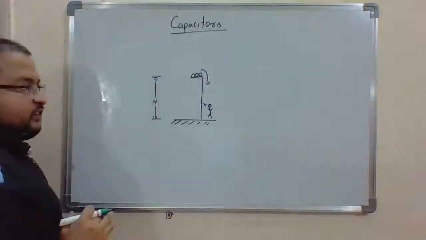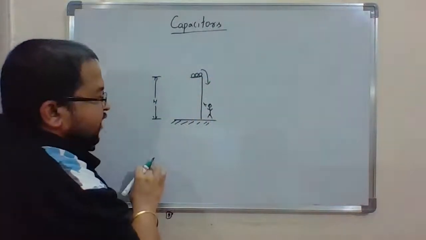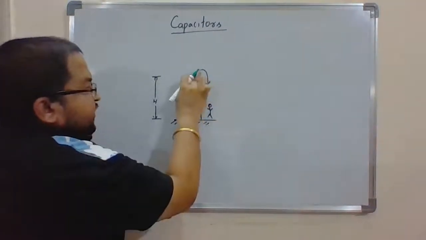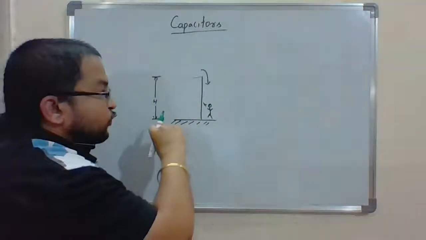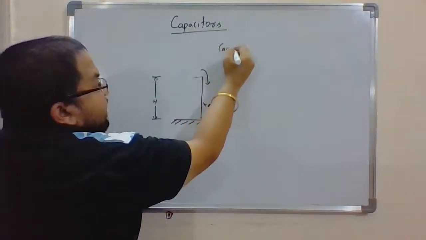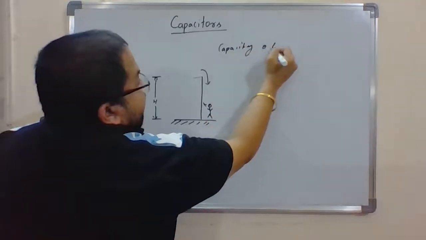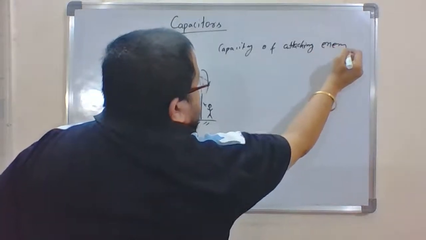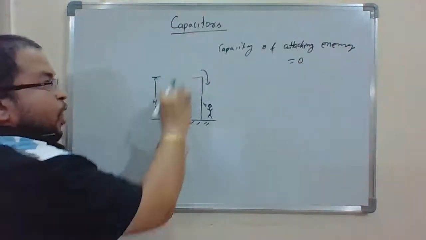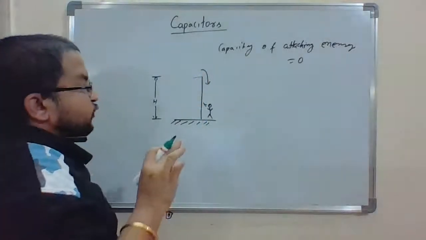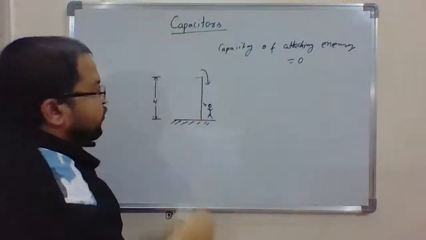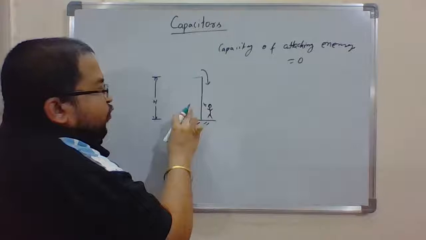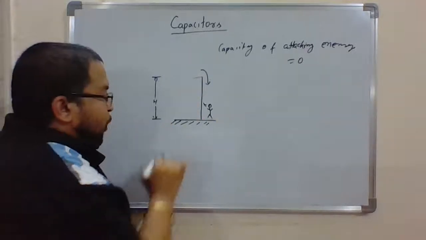So suppose initially there was no stone. If initially there is no stone, then what is my capacity of attacking the enemy? It would have been zero, right? I don't have any stone here, and assume we are talking about only stones as a weapon to kill the enemy. So initially, when there was no stone, the soldiers inside the fort had no capacity to attack the enemy.